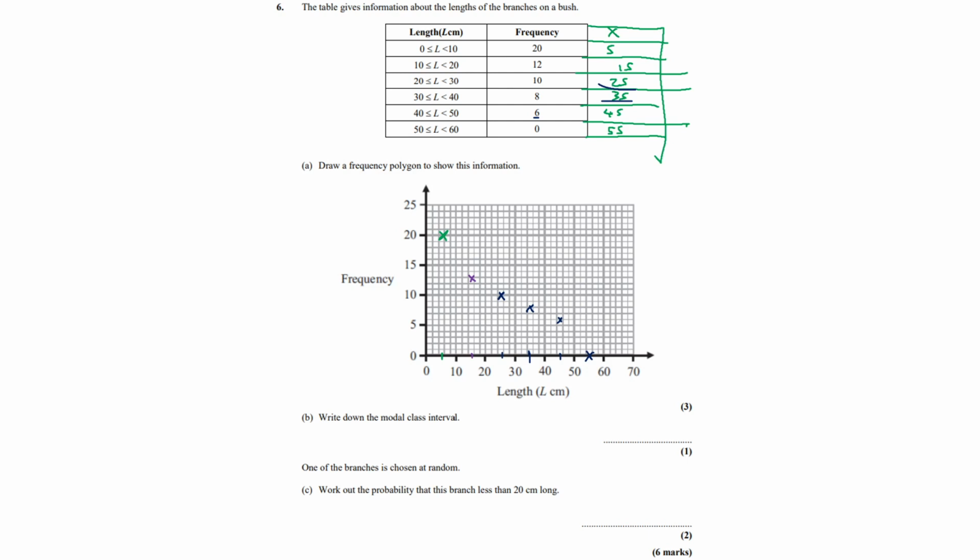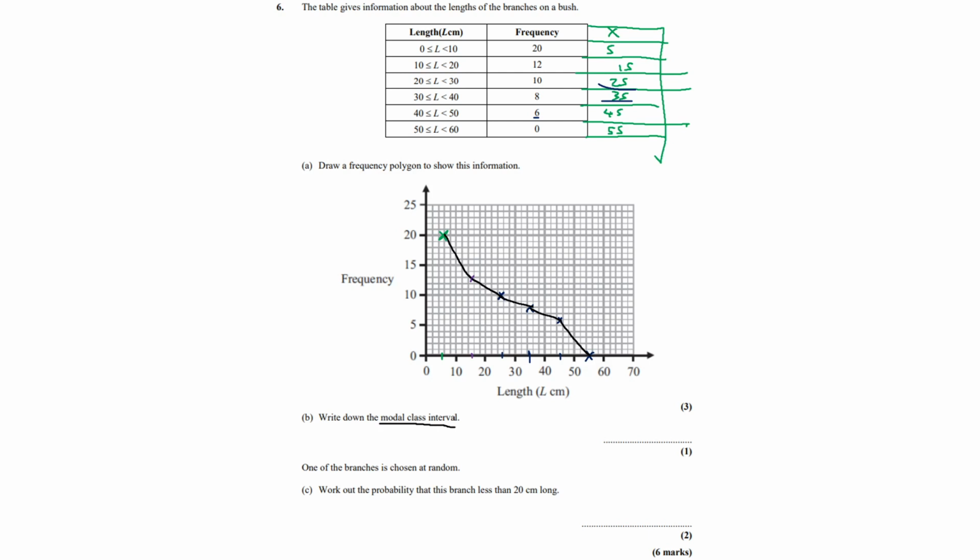Let's draw lines going through it. Those are awful. Make sure they're straight lines. I know I'm using keyboard and mouse, but I'm going to still try and make them as straight as possible. Okay? And that is our frequency polygon.